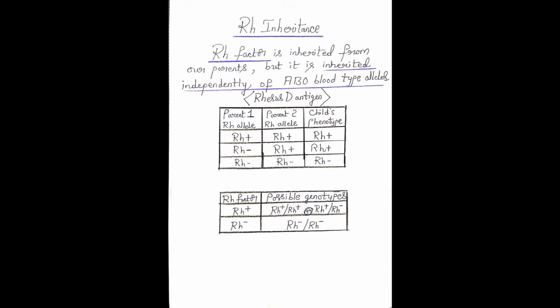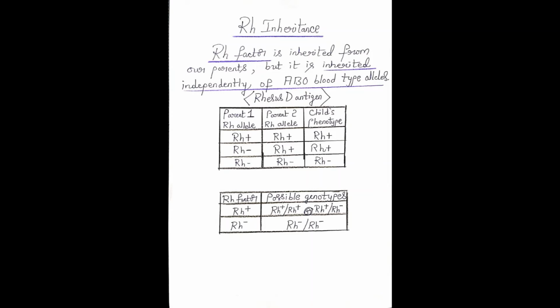Just observe the first table. If both parents are Rh positive, then the child's phenotype is also Rh positive. If one of the parents is Rh negative and the other Rh positive, Rh positive is the dominant gene, therefore the child's phenotype is also Rh positive. And in one more condition, parent 1 Rh negative, parent 2 Rh negative, so the child's phenotype is also Rh negative.